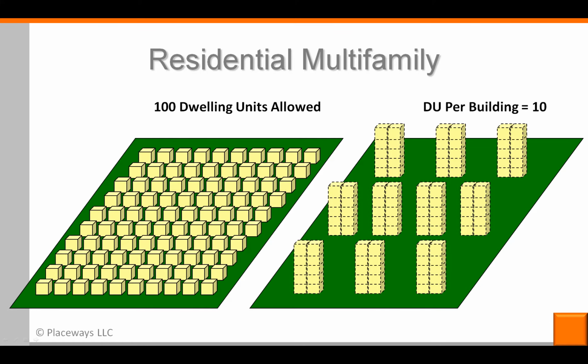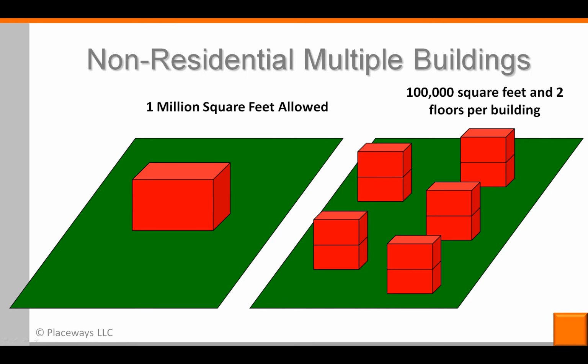For my residential uses, I can set up buildings with multifamily, more than 1 dwelling unit per building, by entering quantities in the DU per building column. So, if a property could have a total of 100 dwelling units, entering 10 DU per building would result in 10 buildings. For my non-residential and mixed-use buildings, I can establish multiple structures by entering footprint sizes and floor heights. So, if I have a potential for 1 million square feet in a given property, entering 100,000 square feet and 2 floors would result in 5 buildings on that property.